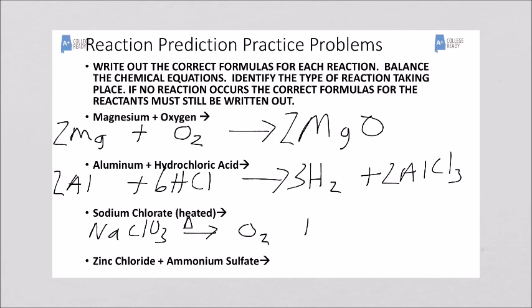Well, the only metallic chloride we could get here would be sodium and chloride. Formula for sodium chloride is NaCl. We need to balance this by putting a 2 in front of here, a 2 in front of here, and a 3 in front of O2. So again, that's a decomposition reaction. It's a metallic chlorate decomposing into a metallic chloride and oxygen gas.